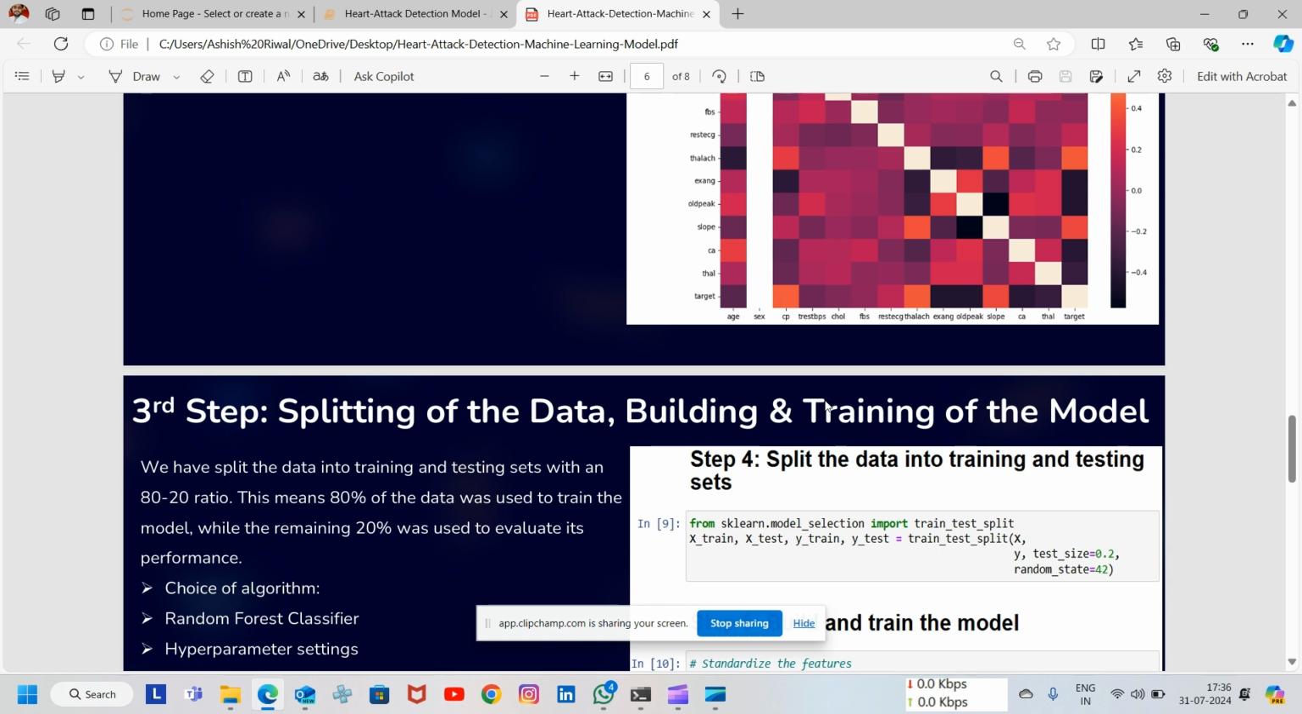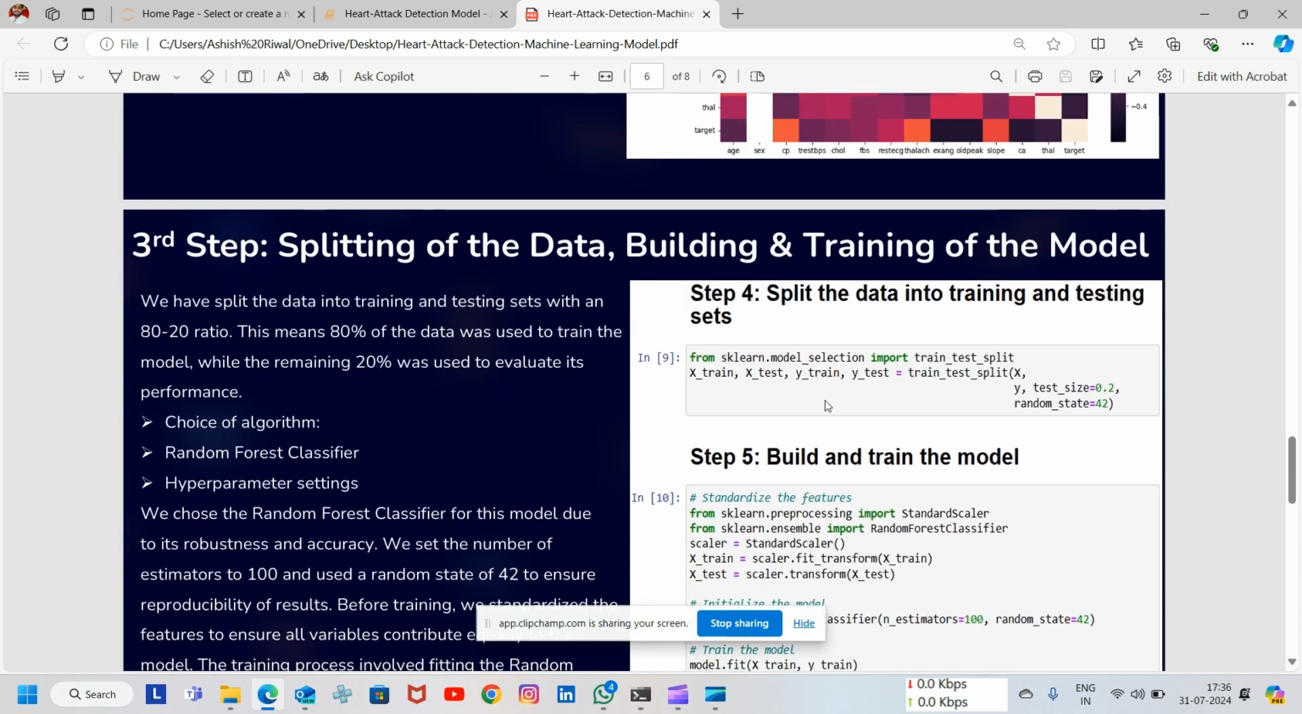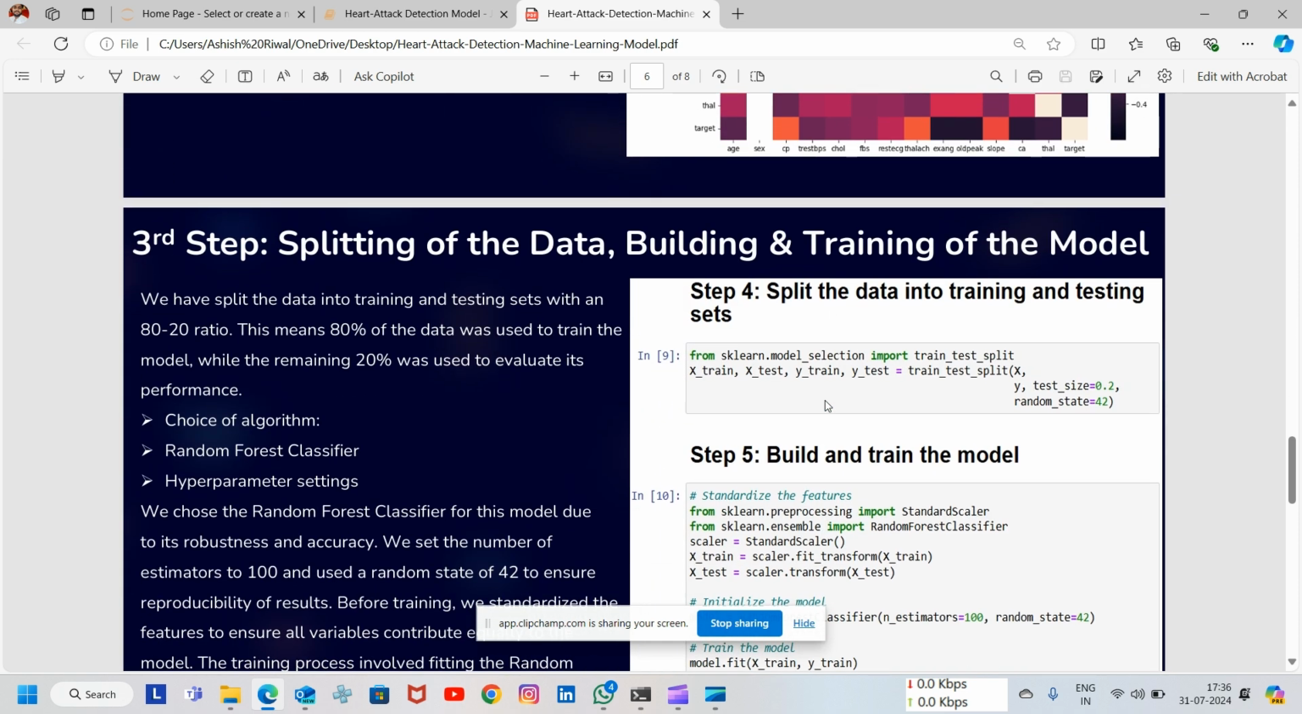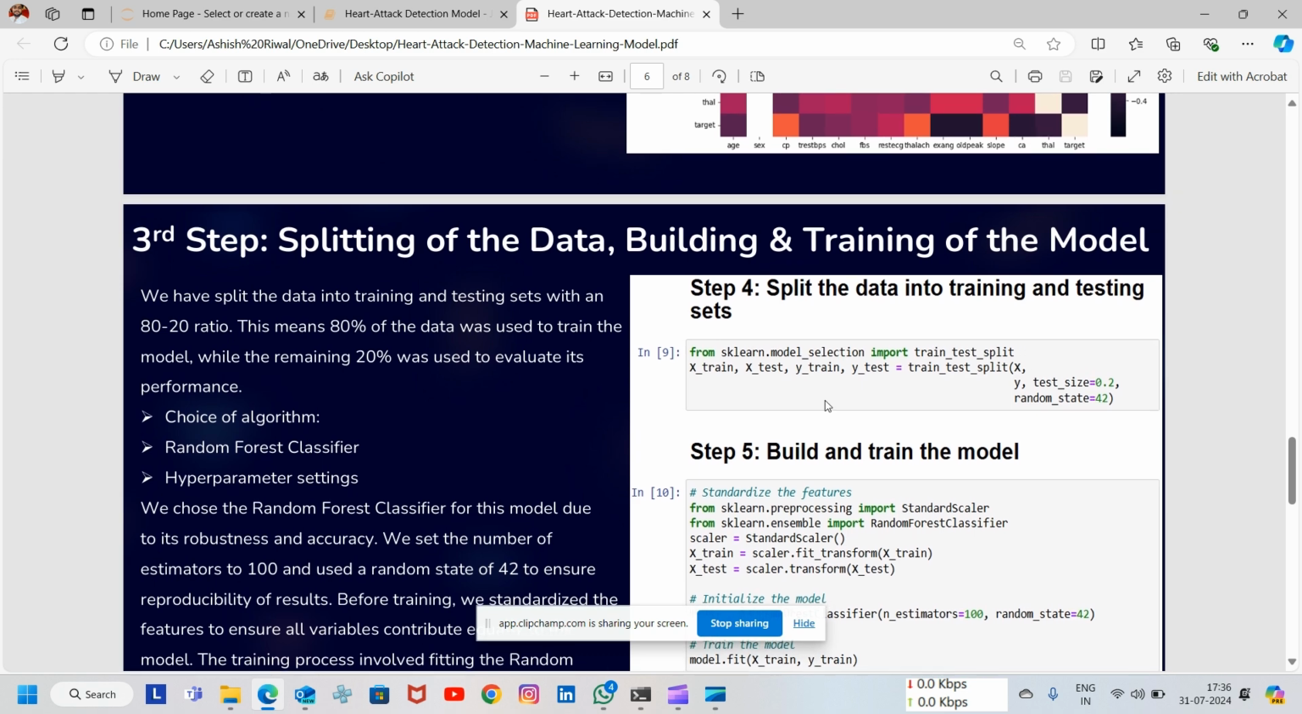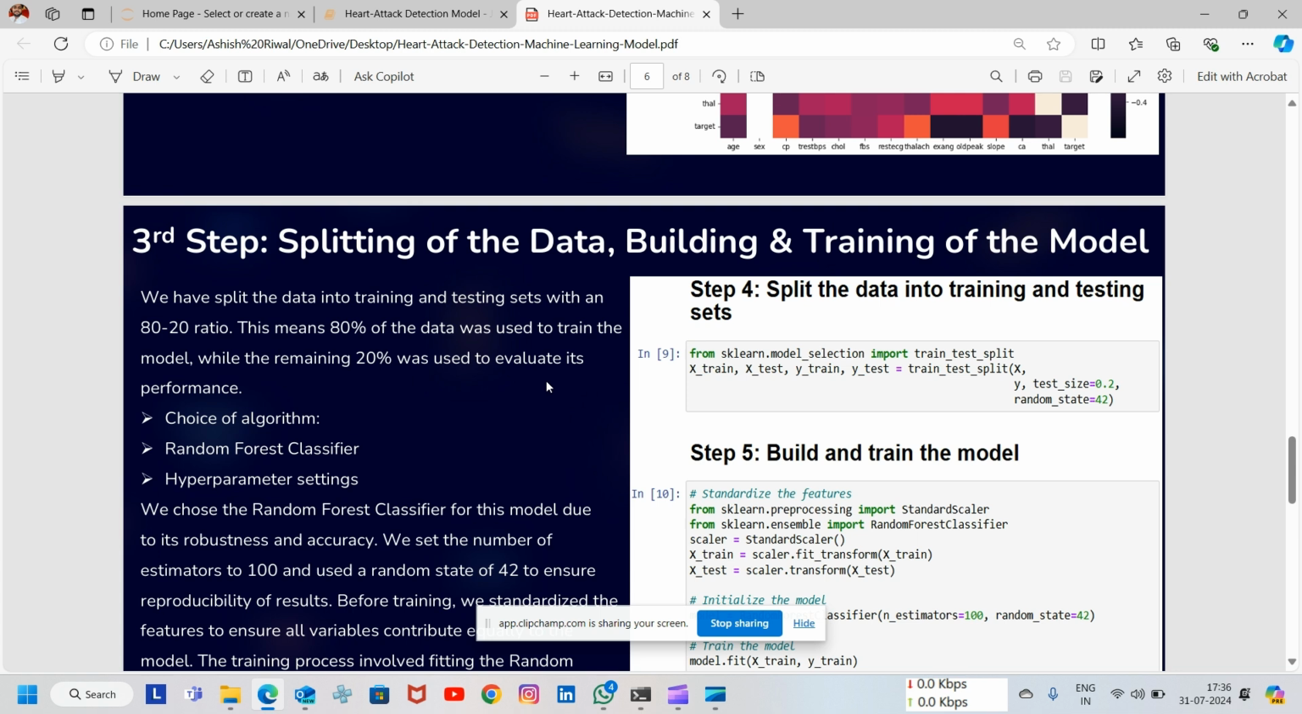So the third step is the splitting of the data and building and training of the model. I have used the train and test split technique. I have split the data into an 80-20 ratio, meaning 80% of the data I have used for training and 20% of the data I have used for testing.